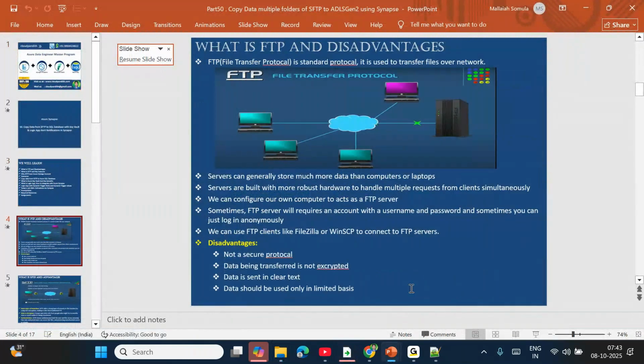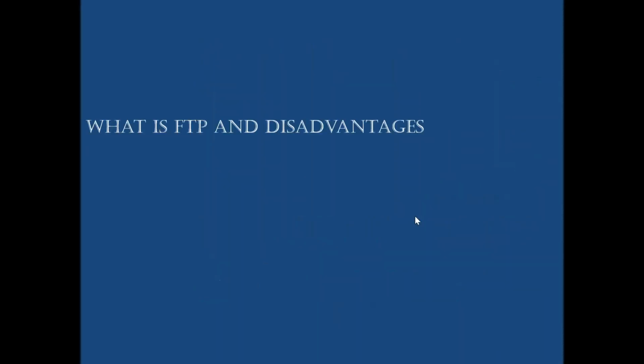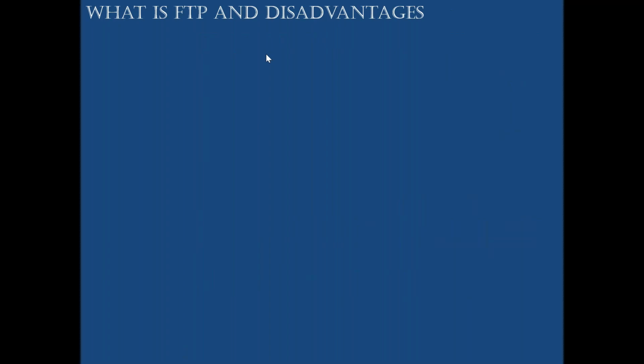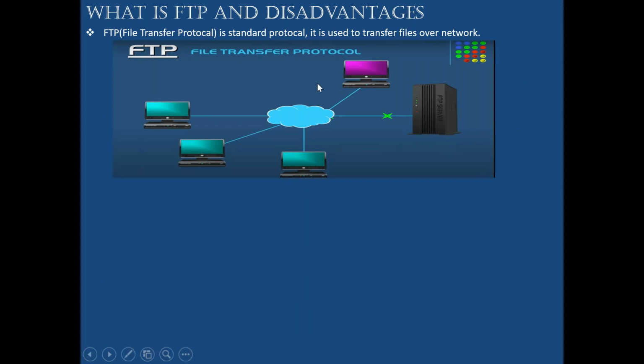So I just wanted to give you the basics first. Let's understand what is FTP, then you will understand SFTP. So FTP is nothing but a file transfer protocol. It is a standard protocol, team. It is used to transfer files over a network. So generally, what happens? One of the users is uploading the file to the FTP server. This is the server. Now all the other people are going to access this particular file from this FTP server.